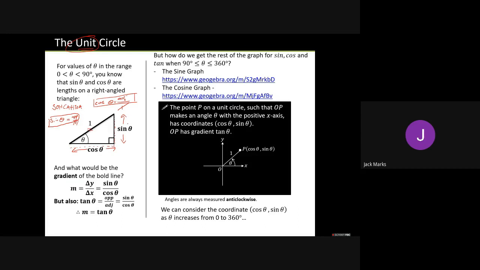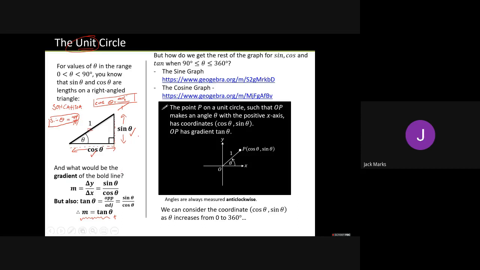So the main ideas are this: the height is sine theta, the width, the horizontal distance, I suppose, is cos theta, and the gradient of the line shows you tan theta. So for example here, because the gradient of this line is clearly positive, tan theta would be positive as well.